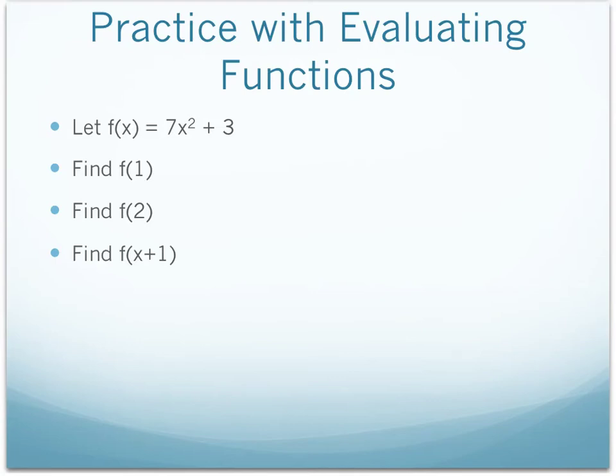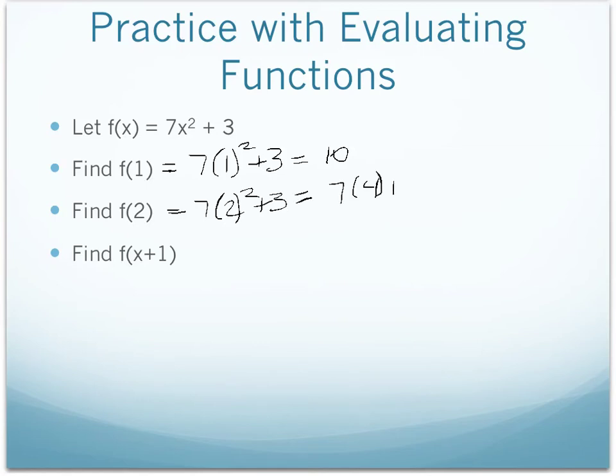Let's have some more practice with evaluating functions here before we end. We've got this function f of x equals 7x squared plus 3. We want to find f of 1. So we're going to have 7 times 1 squared plus 3, which is just going to be 10. How about f of 2? Well, that'll be 7 times 2 squared plus 3. 2 squared is 4, so 7 times 4 plus 3 is going to be 28 plus 3, which is 31.